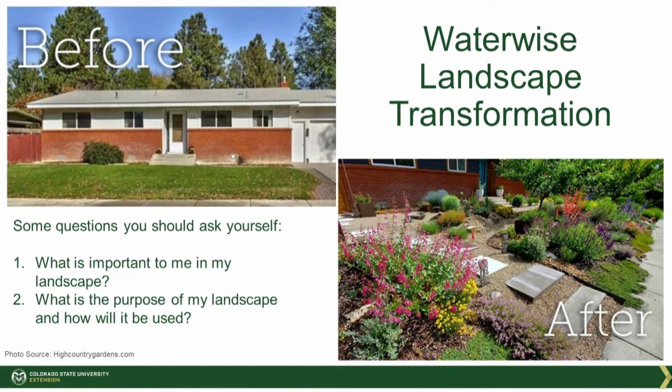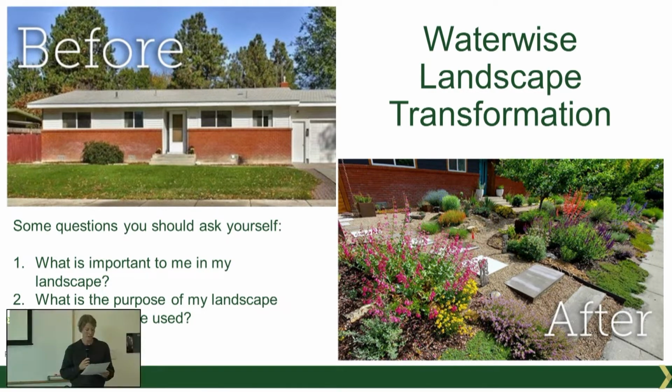Like it says here, some questions that are nice to ask yourself are: what is important to me in my landscape? What plants do I personally really love that I want to incorporate? What's the aesthetic that I'm going for? And very importantly, how is this area going to be used? What's the purpose of my landscape? Which is a good time now to talk about grass and having turf grass.